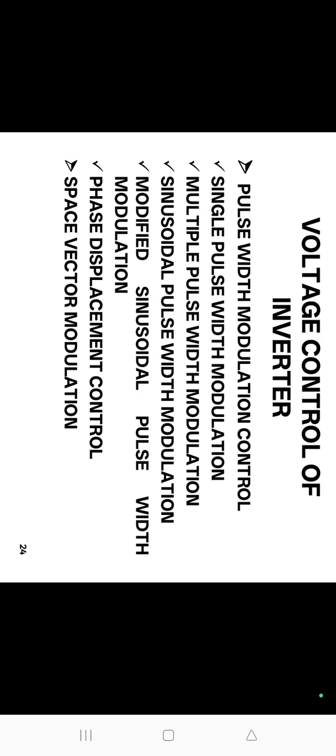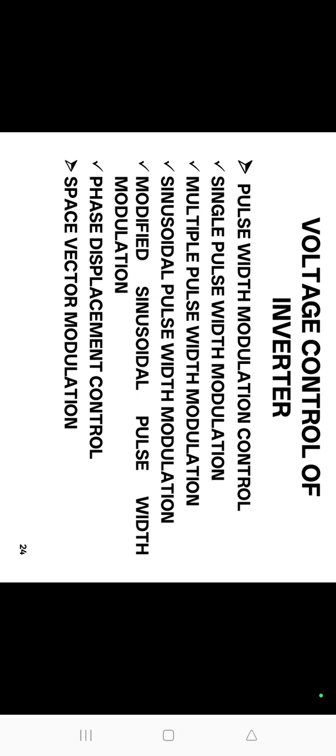Next one is the modified sine pulse width modulation. Here we can compare the sine wave and triangular wave. Sine wave is the reference signal and triangular wave is the carrier signal. In this method, the carrier signal is applied during the first and last 60 degree intervals of the half cycle. From 0 to 60 degrees and 120 to 180 degrees the carrier signal is present, and from 60 to 120 degrees the carrier signal is not present. Comparing these two signals, we can get the output pulses. This output pulse is fed to the inverter circuit.